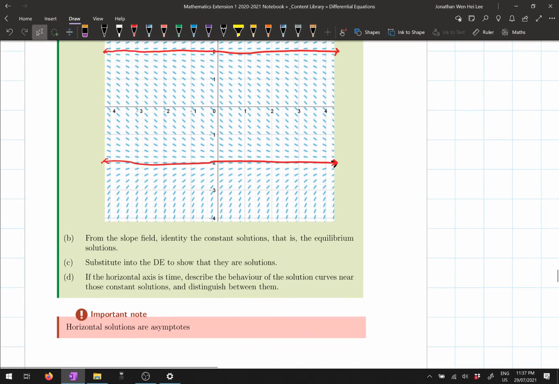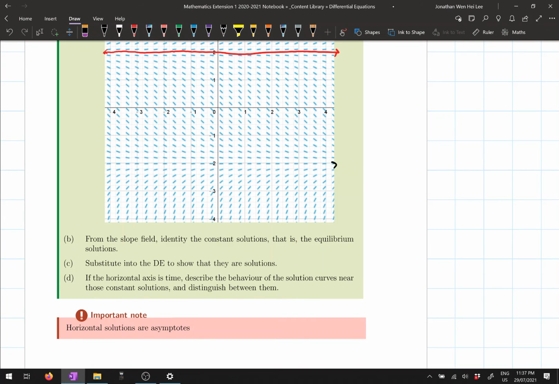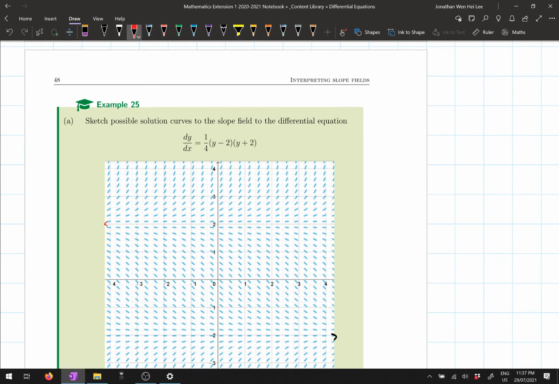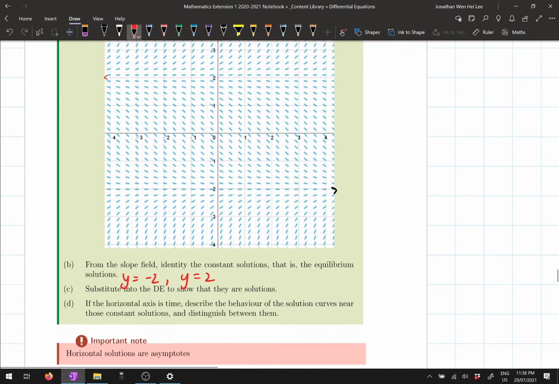And so here, what are those constant solutions? These constant solutions are just along y is equal to -2 and y is equal to 2 up at the top there. That makes sense, because if you substitute those two values into your differential equation, you're just going to get 0. If I subbed in y is equal to 2 into y minus 2, you're going to get 0. And if I subbed in negative 2 into y plus 2, you're going to get 0 as well. So those two are my constant solutions.